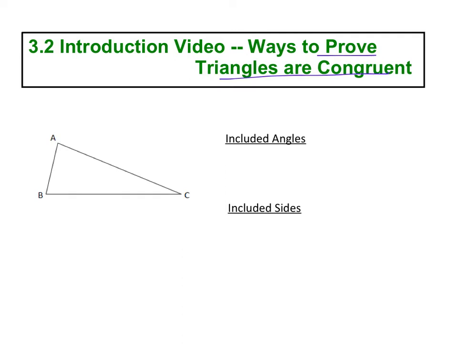So you've got angle A is included by side AB and AC. All right, so does that make sense again? We've got angle A right here. It's in between basically which two sides, AB and AC.